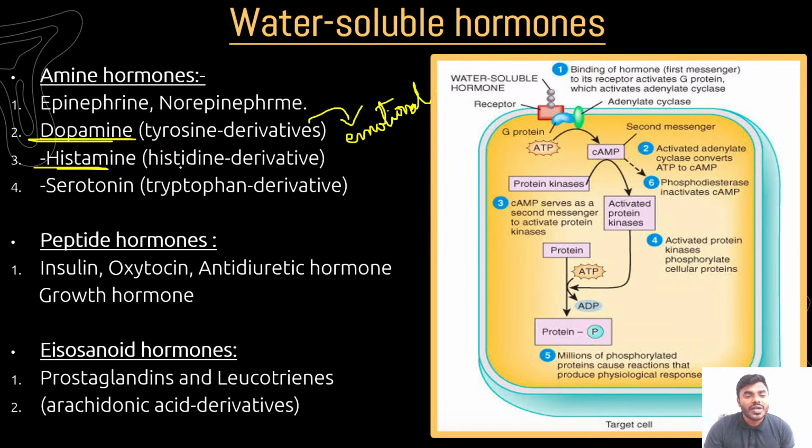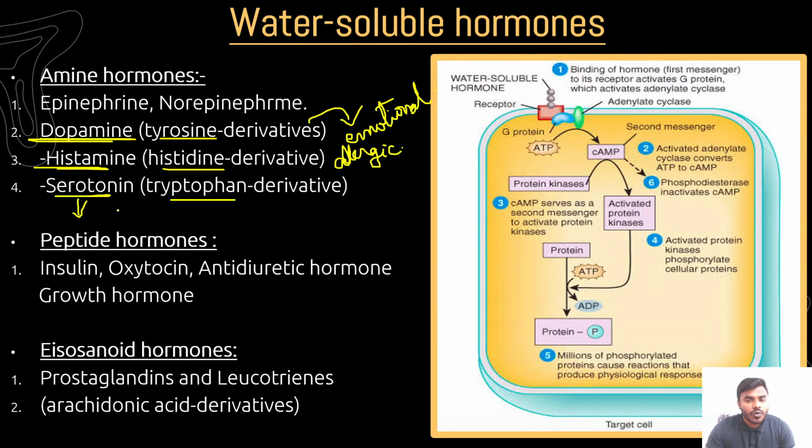Histamine, you all know, is derived from histidine and plays a key role in the allergic reaction. And friends, serotonin is derived from tryptophan. Everyone, please listen to my statements very carefully, friends. Serotonin is a type of hormone which can also act as a neurotransmitter.